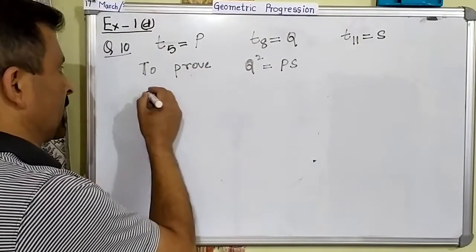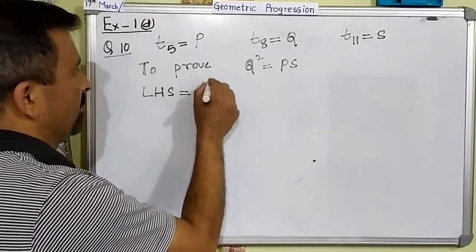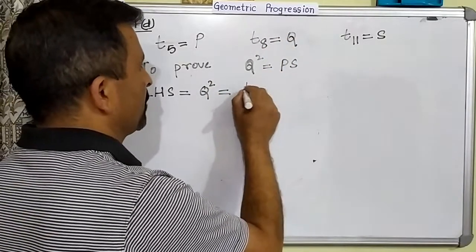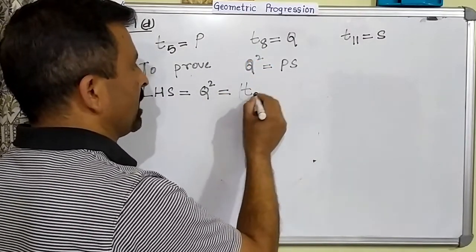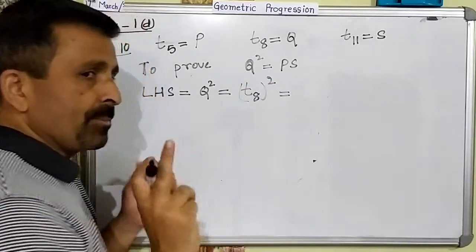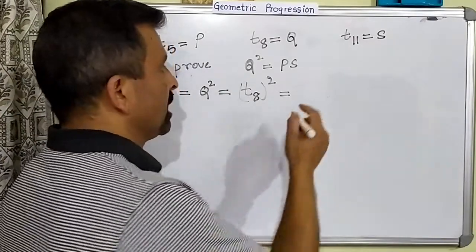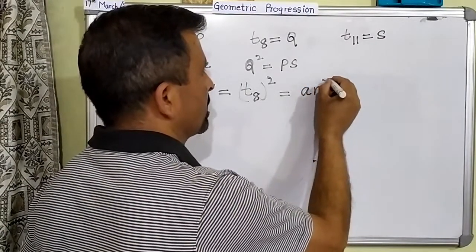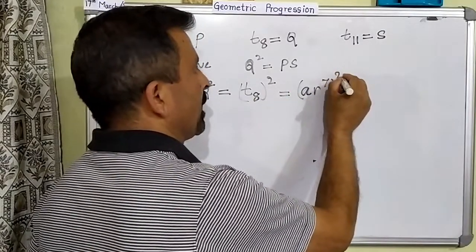So let us first of all calculate the value of LHS. LHS is equal to Q square, right? And Q is what? Q is the eighth term of GP. Since it is Q square and Q is the eighth term, therefore we will have the square of the eighth term. Is it okay? Now since this is the eighth term of GP, how do we write the eighth term of GP? Using the nth term formula it is AR to the power 7. This is how we write the eighth term of the GP, and to the power 2.